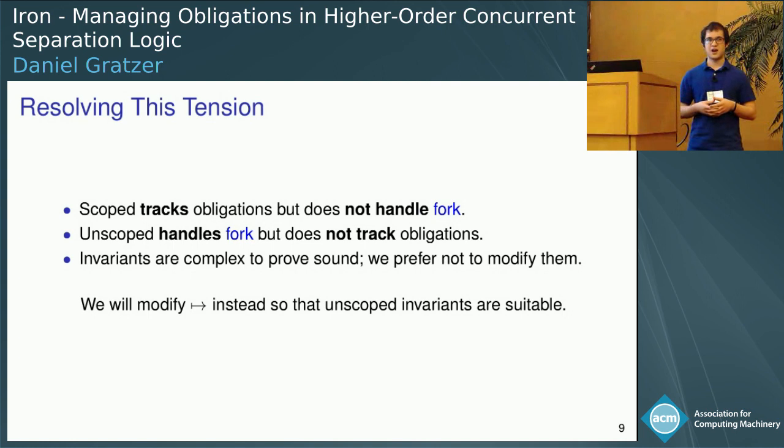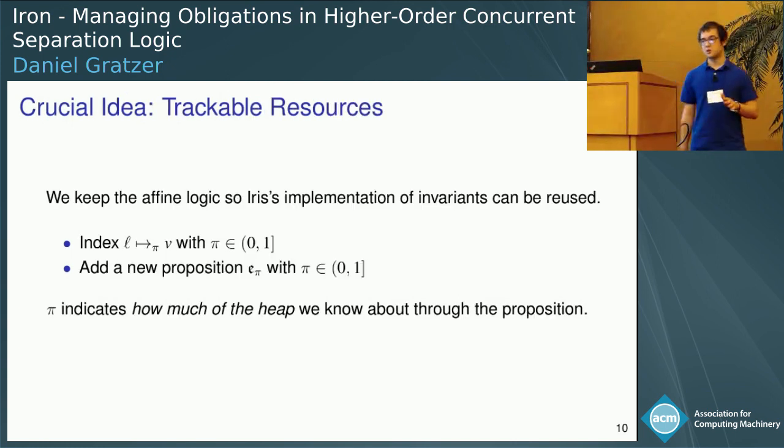And also, invariants are kind of complicated to prove correct. They're usually one of the most intricate parts of concurrent separation logics. So if possible, I don't want to invent an entirely new notion of invariant. So instead, what we propose is to modify the other connectives of the logic to make unscoped invariants work. In particular, I'm going to modify points-to. So what we're going to do is keep the logic affine, like Iris's, so that unscoped invariants still work, but we're going to index points-to by a fraction. That fraction goes from 0 to 1, exclusive inclusive.